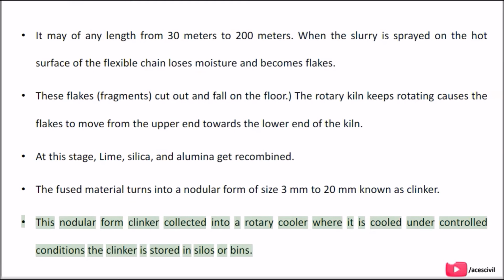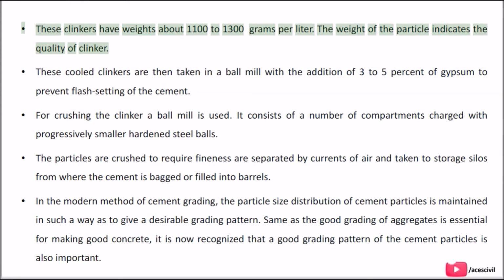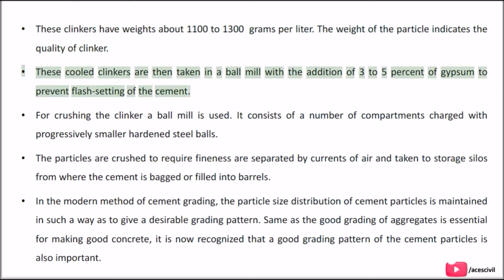This nodular clinker is collected into a rotary cooler where it is cooled under controlled conditions. The clinker is stored in silos or bins. These clinkers have a weight of about 1,100 to 1,300 grams per liter. The weight of the particle indicates the quality of clinker. These cooled clinkers are then taken to a ball mill with the addition of 3 to 5% of gypsum to prevent flash setting of the cement.